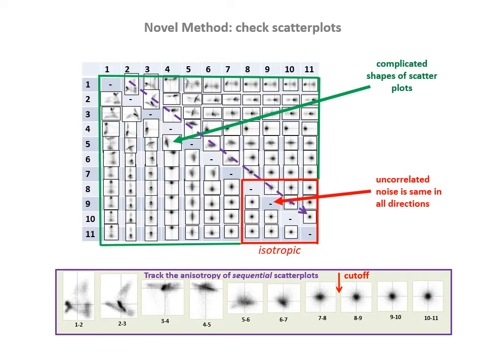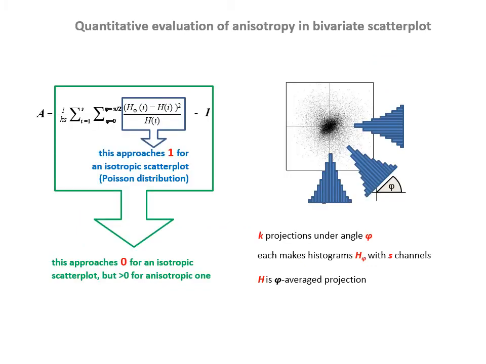Well, the easiest way to find the border between these two regions is just to follow along some of the diagonals. Scatterplots of first versus second components, and second versus third, third versus fourth, and so on. Sooner or later, we will cross the border between asymmetric and symmetric scatterplots. To make the method work, we need to quantify somehow the anisotropy of a given scatterplot. We do that the following way.